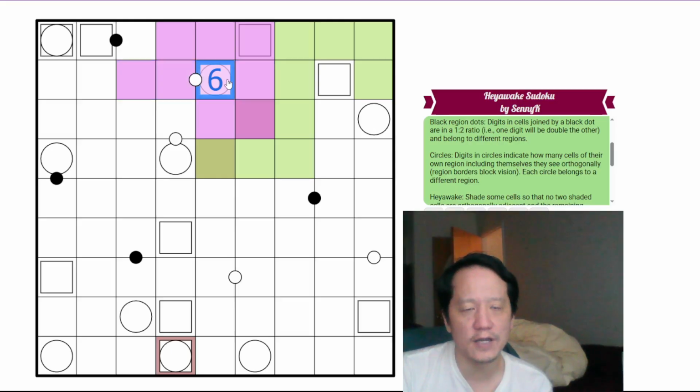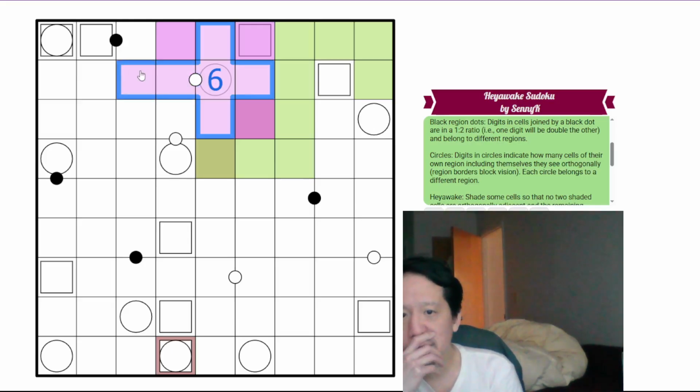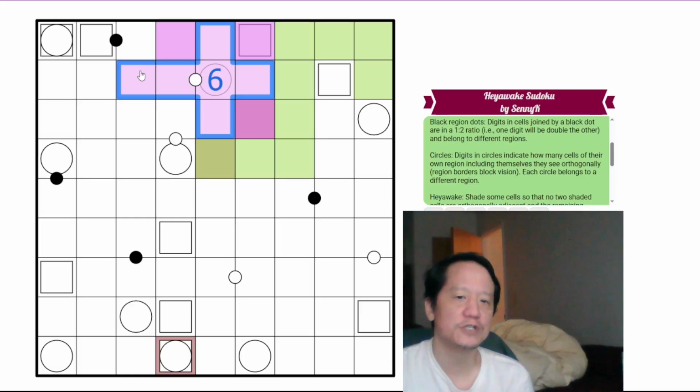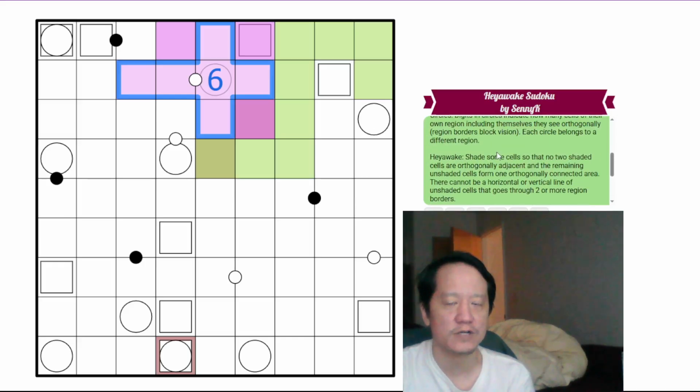And again, the circles count how many cells of the region that it sees. And each circle belongs to a different region. We have 9 circles, so each region must have 1 circle.